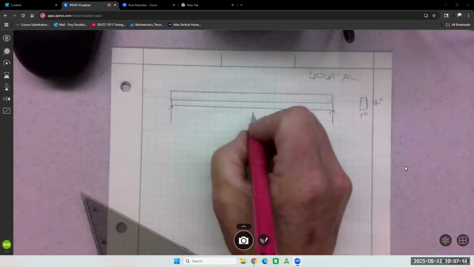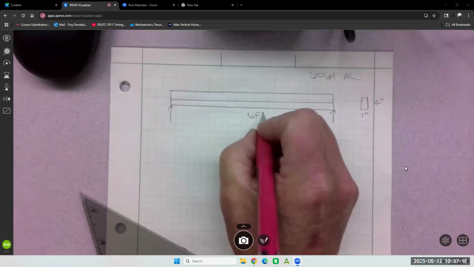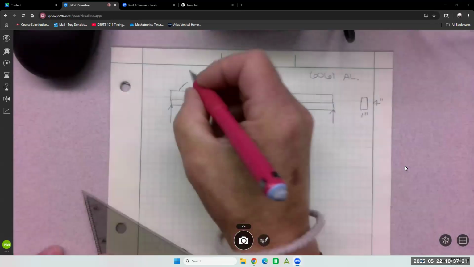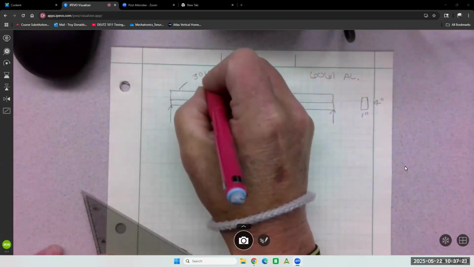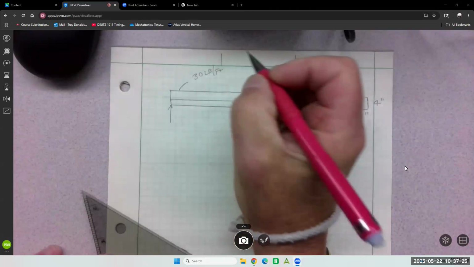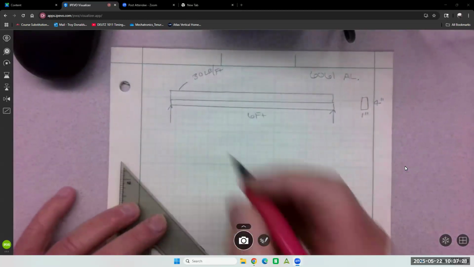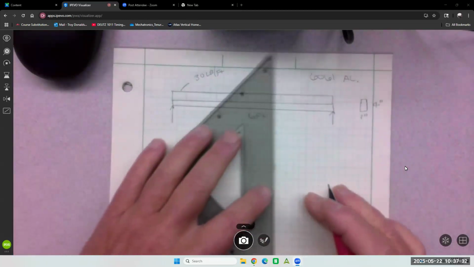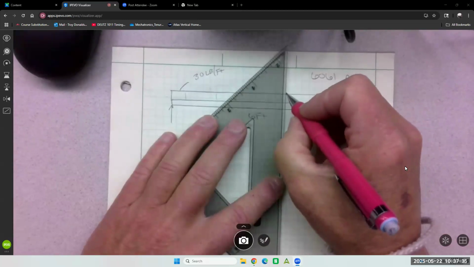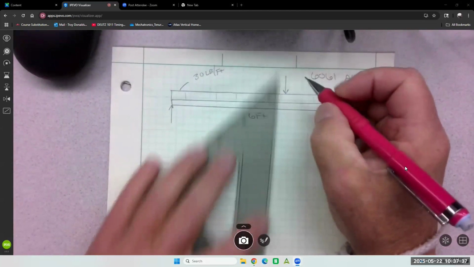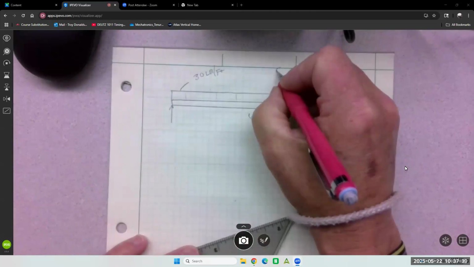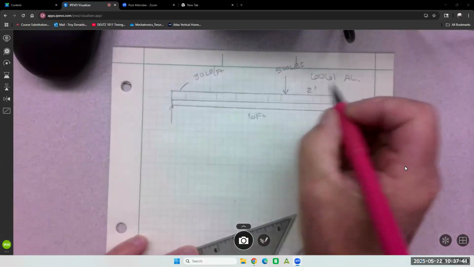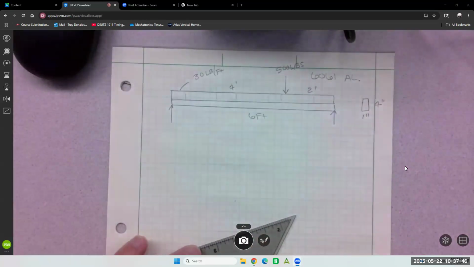We're going to span it 6 feet. We'll make the distribution 30 pounds per foot. And then we're also going to put a concentrated load on it of 500 pounds. And that'll be 2 feet over. So this is 4 feet here.